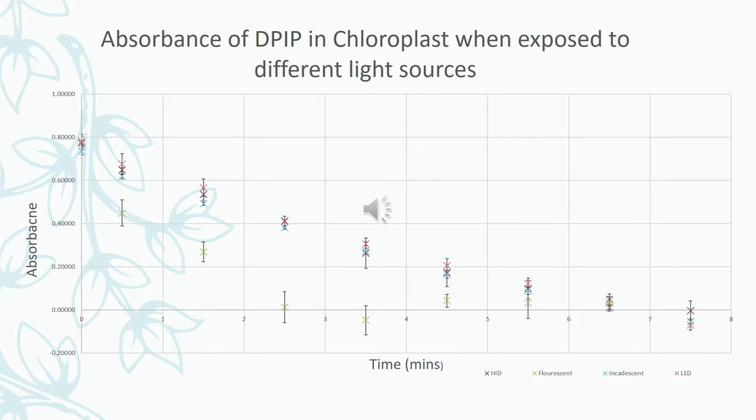Not all starting rates were the same because DPIP is light sensitive. When I transferred the chloroplast solutions to cuvettes, the reaction could have started. I tried to minimize this as much as possible by covering the cuvettes before starting.